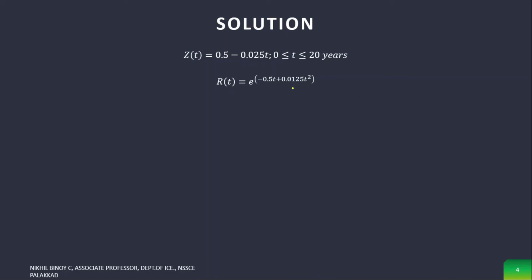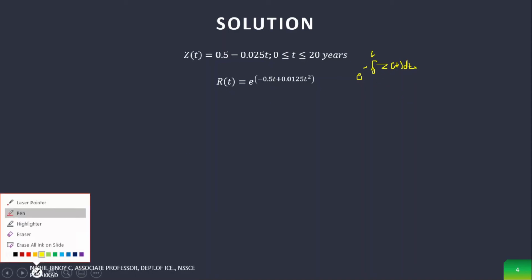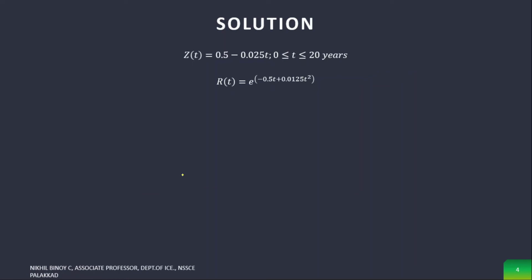So we have plus 0.0125 t square. Why is it plus? Because actually we have e raised to minus integral 0 to t Z of t dt, so this minus and this minus are cancelled. So R of t is equal to e raised to minus 0.5 t plus 0.0125 t square. So this is R of t.